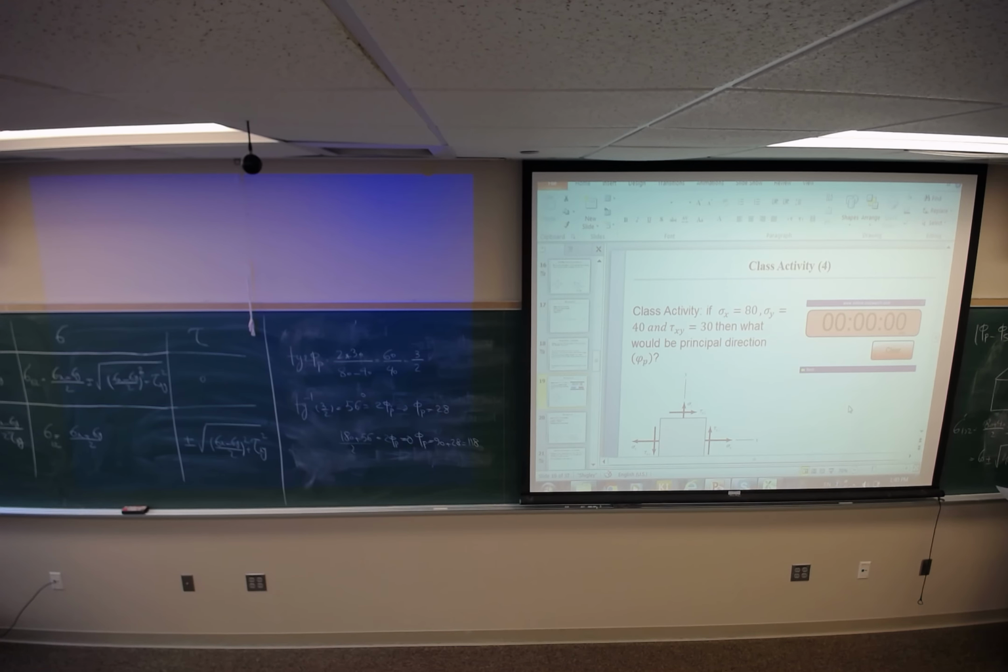Sigma prime 1 is going to be 60 plus the square root of 1300. It's going to be almost 96 megapascal. Sigma prime 2 is 60 minus the square root of 1300. It's going to be 24 megapascal.